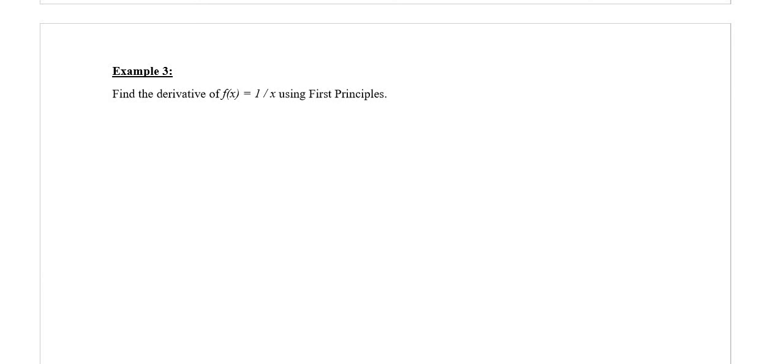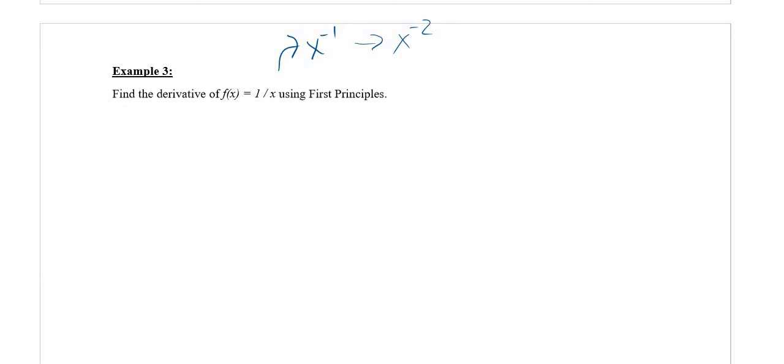So let's take a look at example 3. It's saying find the derivative of f of x equals 1 over x using first principles. Now, just to help us out, I think you guys know that we can actually write this as x to the negative 1. So it would make sense that the derivative should be something of degree negative 2. But let's see what happens as we try this.